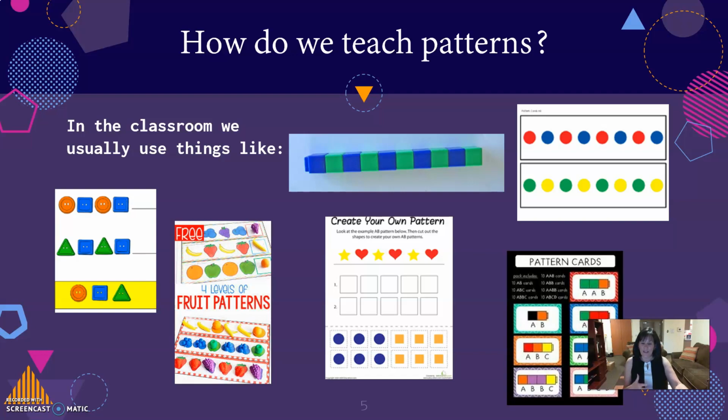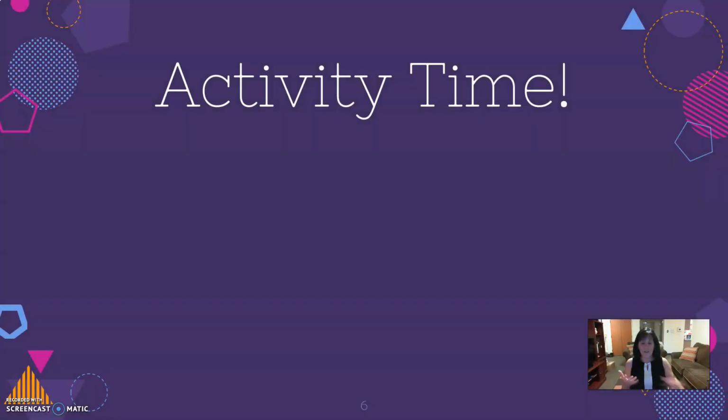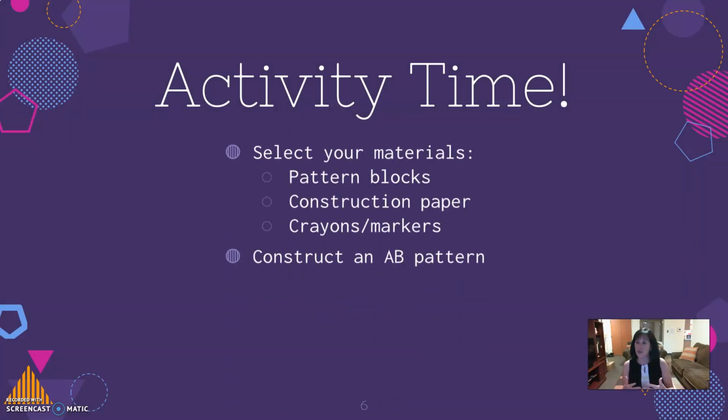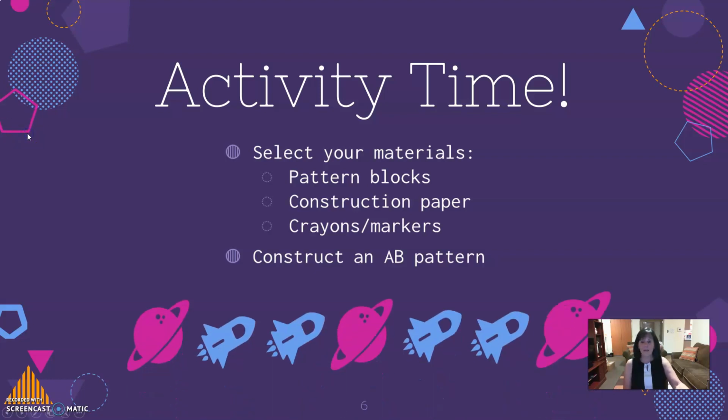At this point in the lesson, I would let the students come to a table and select materials that I've presented, including pattern blocks, construction paper, scissors, glue, crayons, markers, paper, and other items to create some sort of an A-B pattern, such as the one I've presented here.